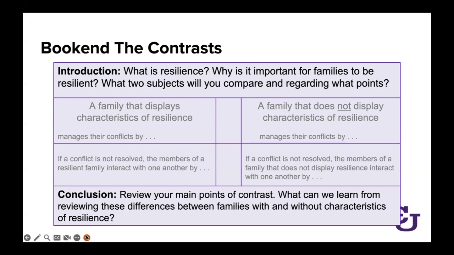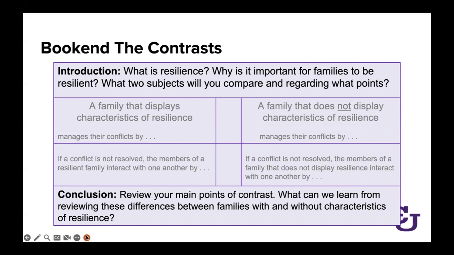and regarding what points? So a family that displays characteristics of resilience manages their conflicts by boom, boom, boom. If the conflict isn't resolved, the members of the resilient family interact with each other by boom, boom, boom. A family that doesn't display characteristics of resilience: you've already defined resilience. How do they manage their conflicts? Boom, boom, boom. If the conflict isn't resolved, if the members of the family that doesn't display resilience interact with each other, what does that look like? Boom, boom, boom.